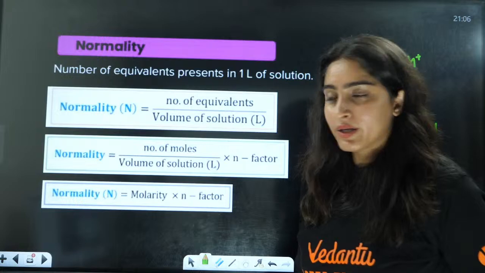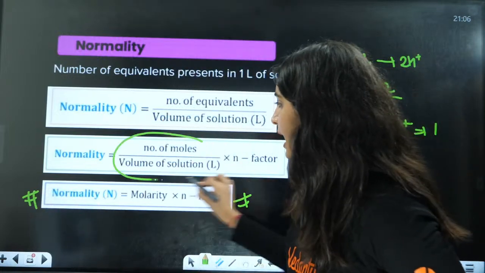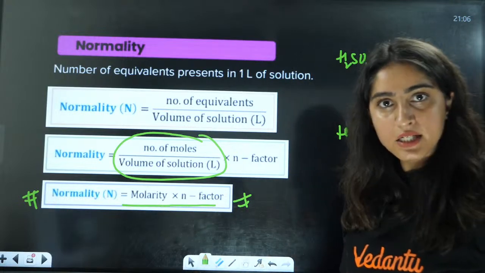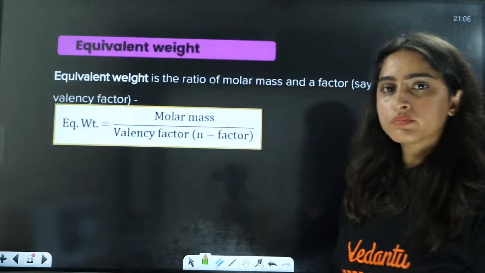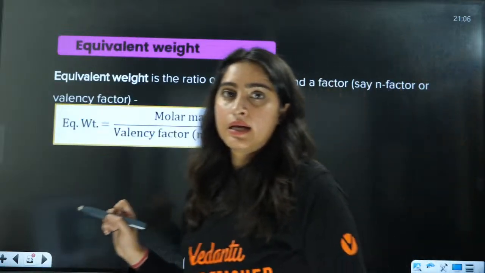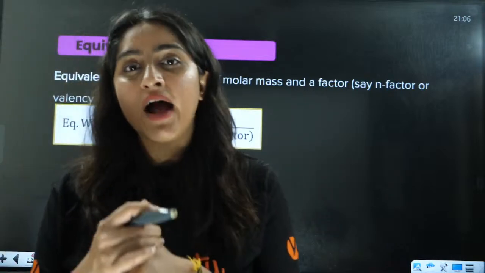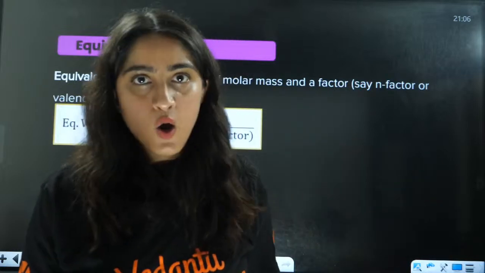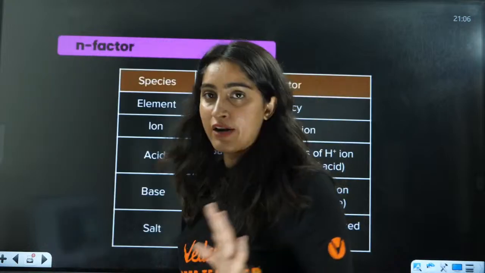Normality is equal to, directly the formula is, molarity into n factor. Now see this. We are talking about HCl. For HCl, if n factor is equal to 1, then normality is going to be equal to molarity. So what is the value of n factor? Let us see.